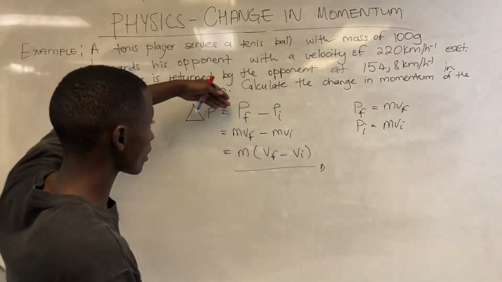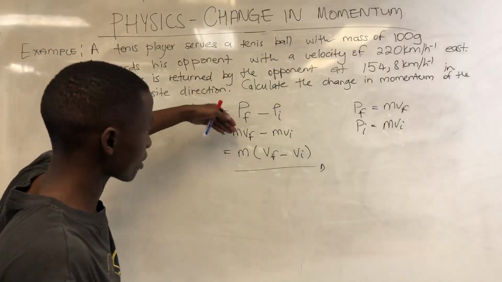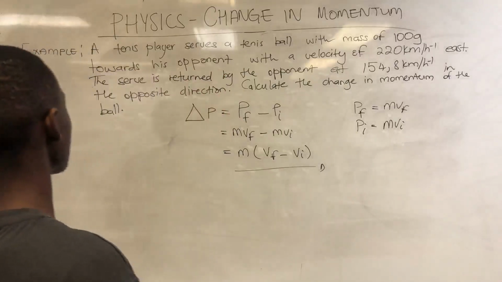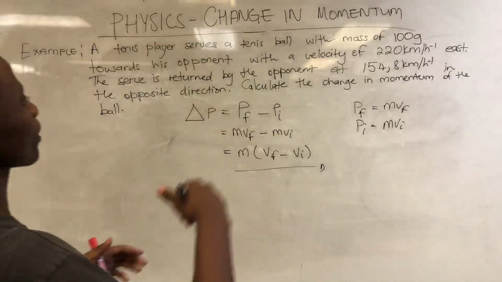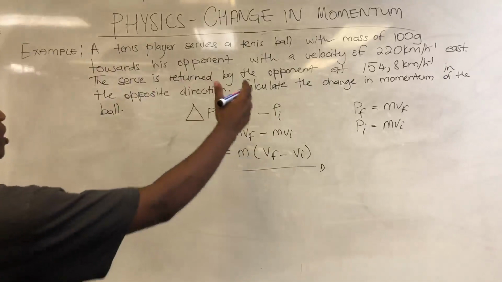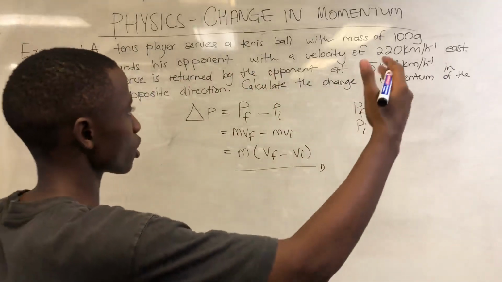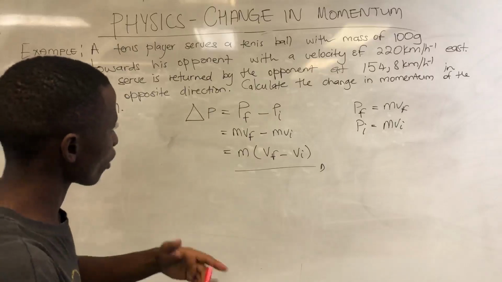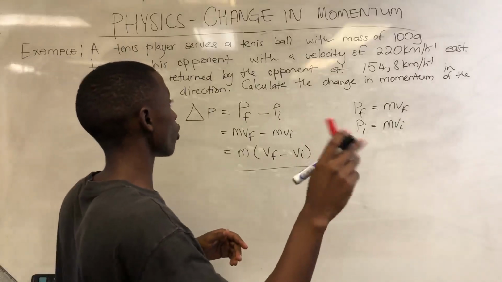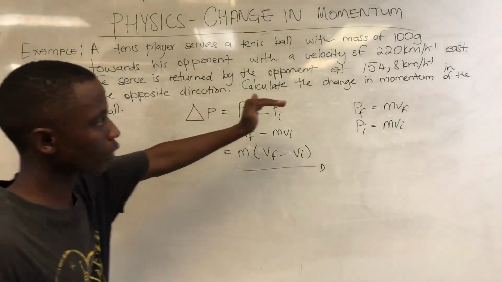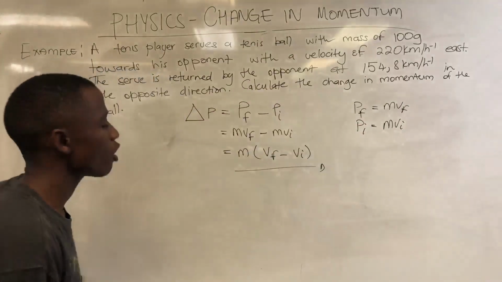So by the way, this is the very same thing as this and this and this. So let's climb to our example up there. It says a tennis player serves a tennis ball with a mass of 100 grams towards his opponent with a velocity of 220 kilometers per hour east. The serve is returned by the opponent at 154.8 kilometers per hour in the opposite direction. So we have to calculate the change in momentum of the ball.